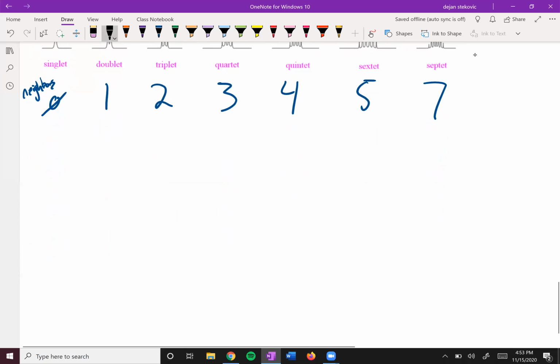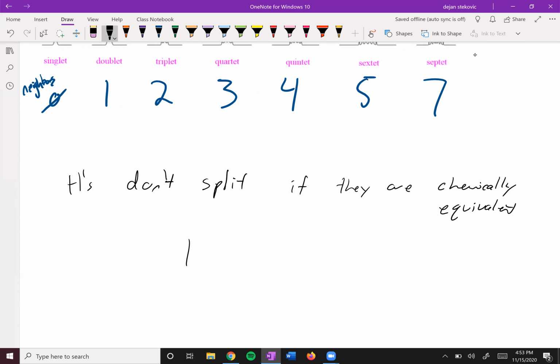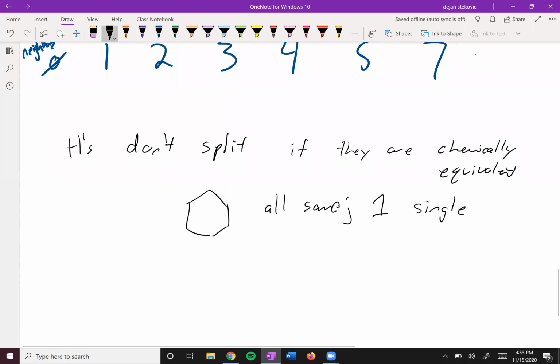So some other things to note is that hydrogens don't split if they're the same or if they are chemically equivalent. So for example, in our cyclohexane, all of these hydrogens were said to be the same. And so you'll only have 1 singlet to represent them all, right? They don't couple with one another if they're the same.